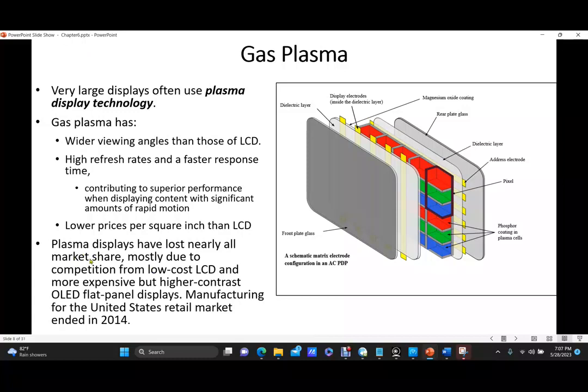Plasma displays, however, have lost nearly all market share, mostly due to competition from lower cost LCDs and more expensive but higher contrast OLED flat panel displays. Manufacturing of gas plasma displays for the United States retail market ended in 2014.